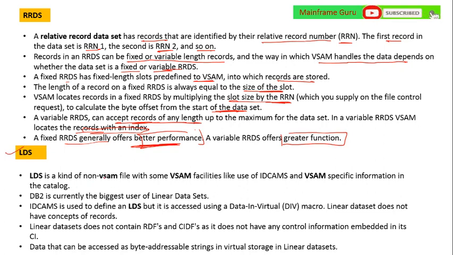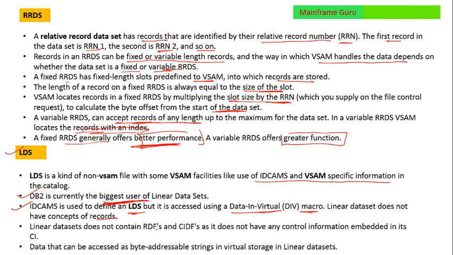LDS is a kind of non-VSAM file with some VSAM facilities, like the use of IDCAMS and VSAM-specific information in the catalog. DB2 is currently the biggest user of linear data sets. IDCAMS is used to define an LDS, but it is accessed using a data-in-virtual macro. And a linear data set doesn't have the concept of records.